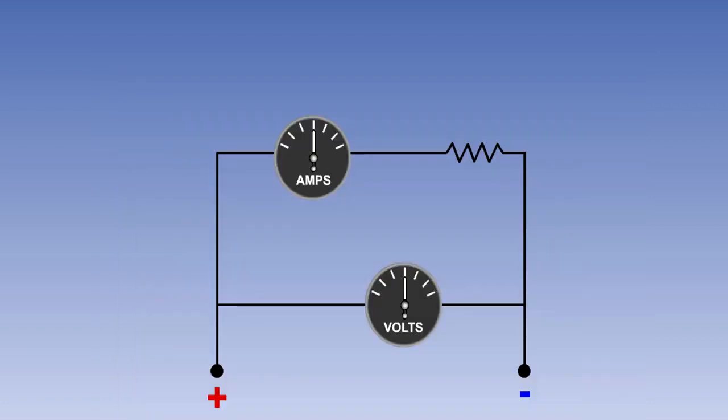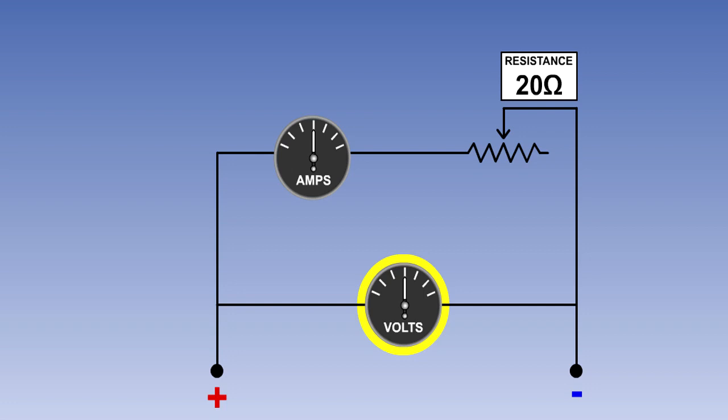In a closed circuit, there is a relationship between voltage, current, and resistance. If the voltage remains constant, any increase in resistance will cause a decrease in current, and a decrease in resistance will cause an increase in current. We can therefore say that in a closed circuit, current is inversely proportional to resistance.